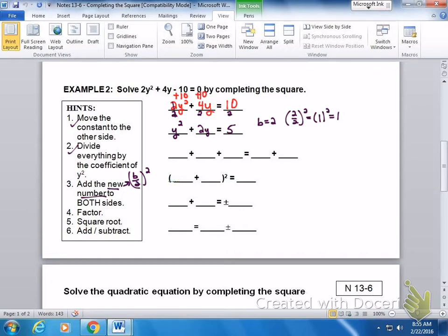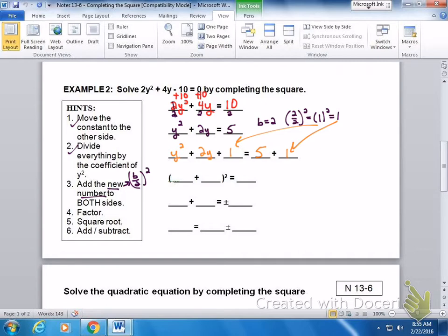So in my next step, I'm basically going to add that. So I have y squared plus 2y, and I'm going to add plus 1, kind of like what we were doing above, except on the other side I had 5, and I can't add 1 to one side and not the other, so add that 1 to both of those. So that's where the 1s are coming from.